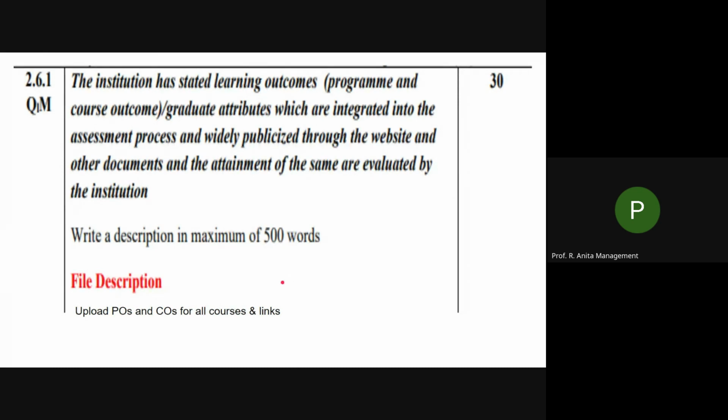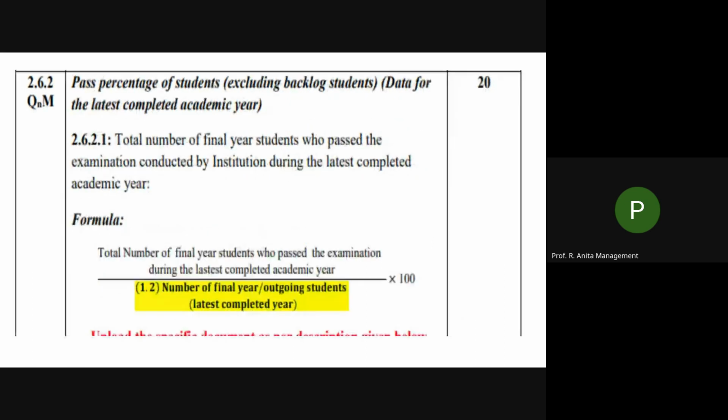And on the website, you need to clearly mention what are the program educational objectives, program specific outcomes, program outcomes, course objectives, everything needs to be clearly mentioned, right? And then pass percentage of the students is 2.6.2, which is the quantitative metric.